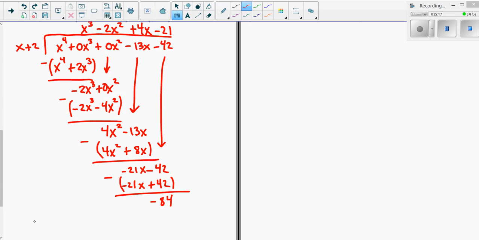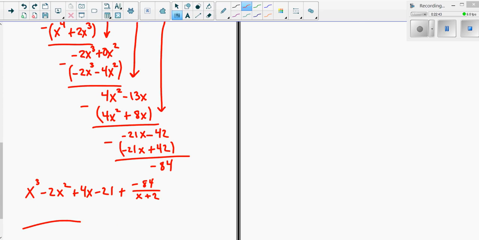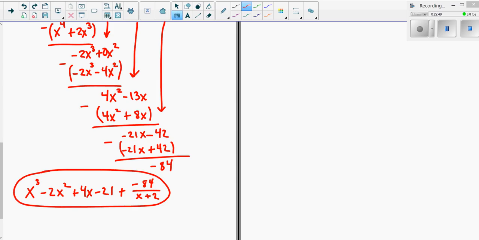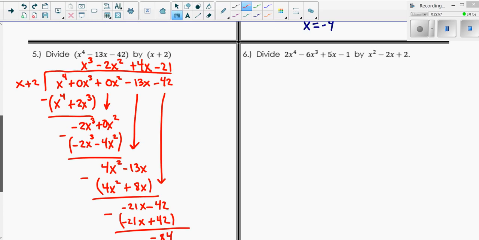Okay, so my answer is pretty long. My answer is x to the third minus 2x squared plus 4x minus 21 plus negative 84 over x plus 2. Okay? And if you wanted to, I always circle these because once you start getting all this work in, it starts to become messy. So that's my answer. If you wanted to, you could actually replace this plus sign with a minus sign and just write 84 over x plus 2. But I don't care.